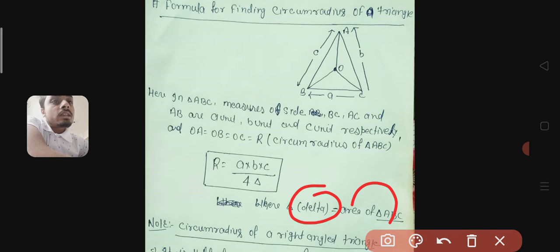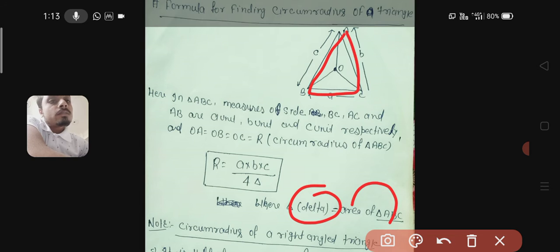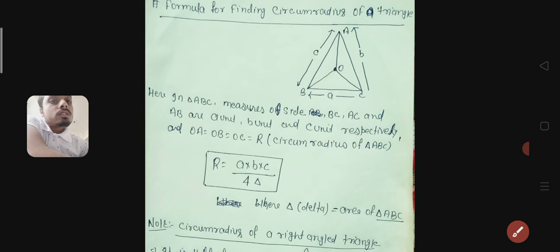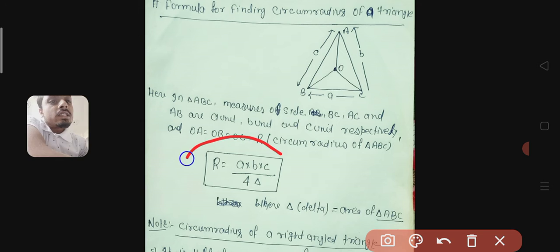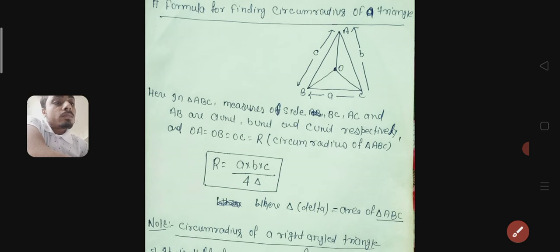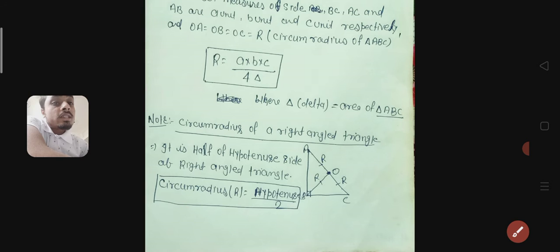If you want to find the circumradius of this triangle, delta is the area of this triangle, obviously the area of triangle ABC. This is one of the most important formulas about circumradius, and you can use it for each and every triangle: the product of all sides divided by 4 delta. This is the last concept of this session.